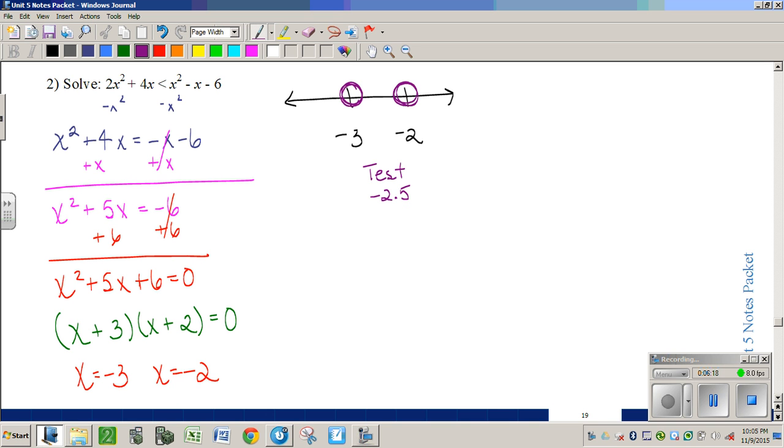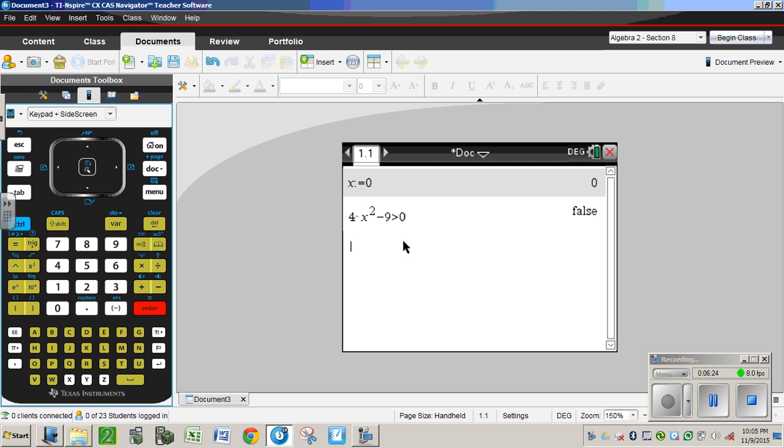But if you go ahead in your calculator and store your x value, let's change our stored value here to negative 2.5.